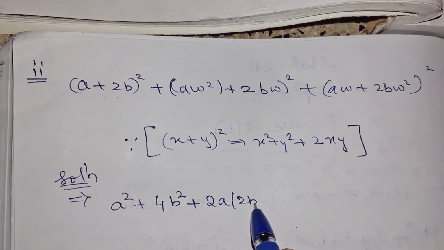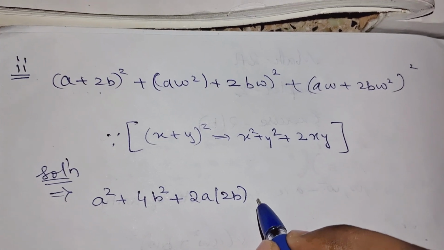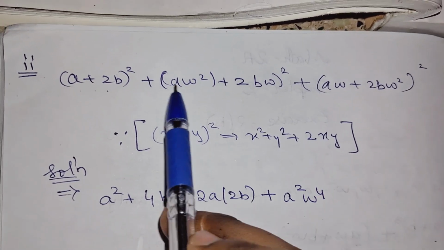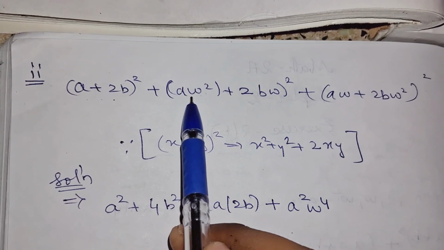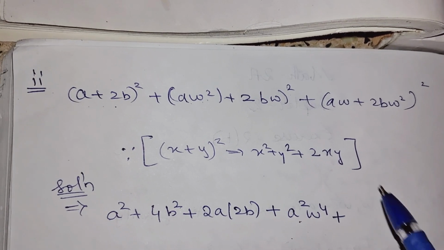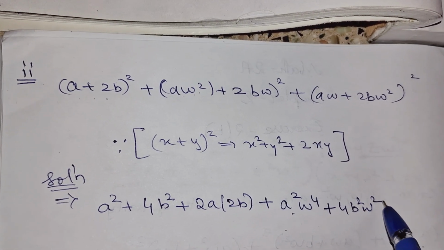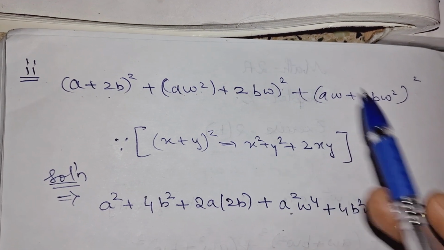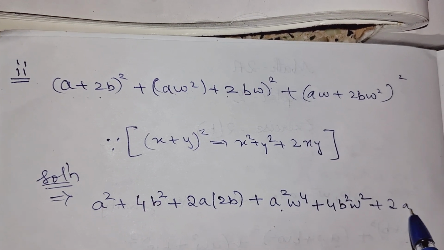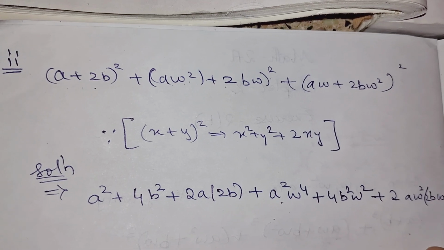that is 4, 2 square is 4, so 4b square, plus 2a into b term, here it is 2b, right, plus a square omega 4, because (a omega square) whole square is nothing but a square omega 4, omega to the power 4, plus 4b square omega square, right, plus 2a omega square into b omega, 2b omega.